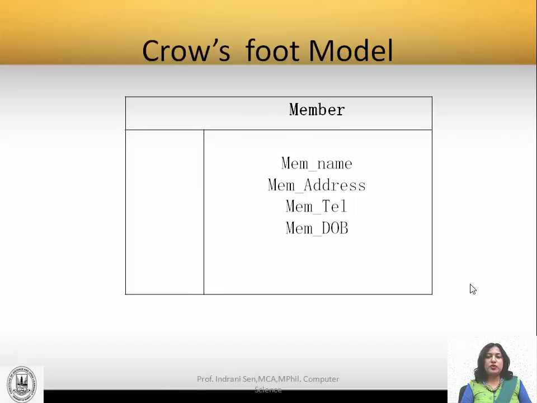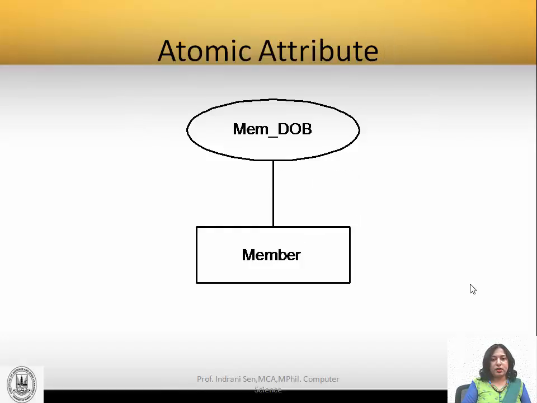In the Crowfoot model, the entity is represented by a rectangular box which is partitioned, showing the name of the entity at the top and then the attributes in the second part of the rectangle. On the left-hand side, a partition is also made to show what kind of attribute it is, whether it is a primary key or not.